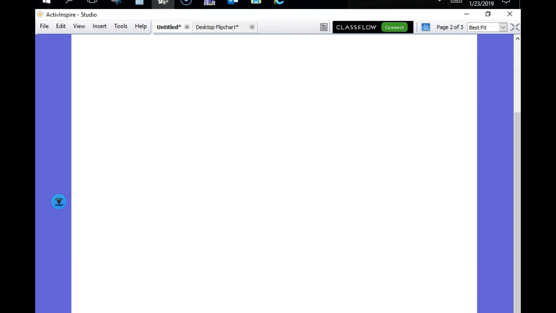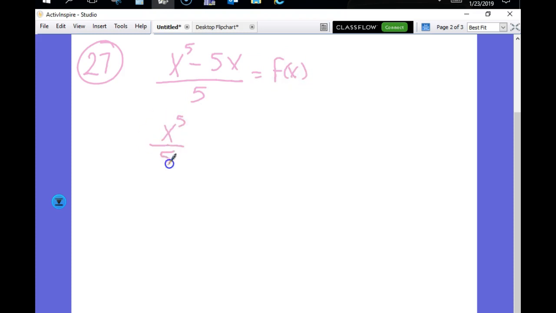Let's go ahead and take a look at number 27. I gave you a hint for that one as well. My hint on this one was that you guys should write it out as two separate fractions, and what I meant by that was this. So this simplifies, right? And you can actually rewrite this like that. Much easier if you rewrite it like that.